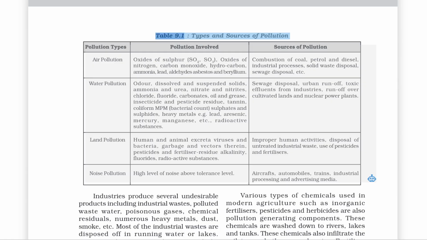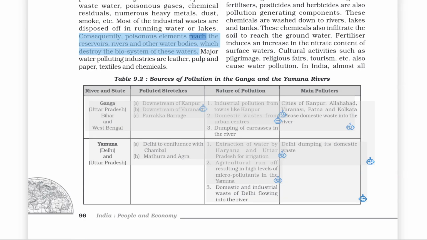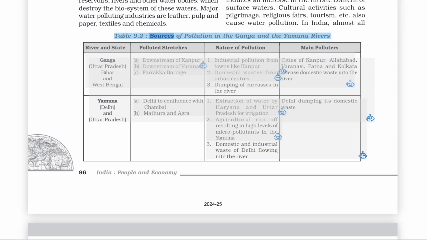Table 9.1. Types and sources of pollution. Industries produce several undesirable products including industrial wastes, polluted wastewater, poisonous gases, chemical residuals, numerous heavy metals, dust, smoke, etc. Most of the industrial wastes are disposed off in running water or lakes. Consequently, poisonous elements reach the reservoirs, rivers and other water bodies which destroy the biosystem of these waters. Major water-polluting industries are leather, pulp and paper, textiles and chemicals. Table 9.2. Sources of pollution in the Ganga and the Yamuna rivers.